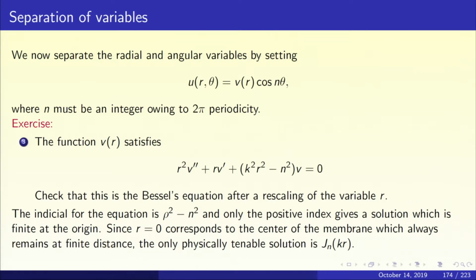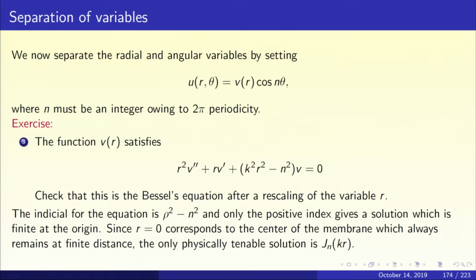Why? Because remember that the solution is periodic with period 2 pi. u takes the same value when theta takes the value 0 or when theta takes the value 2 pi, 4 pi, 6 pi, etc. u takes the same value at all these points. So, this n which appears in the factor of cos n theta must be an integer.